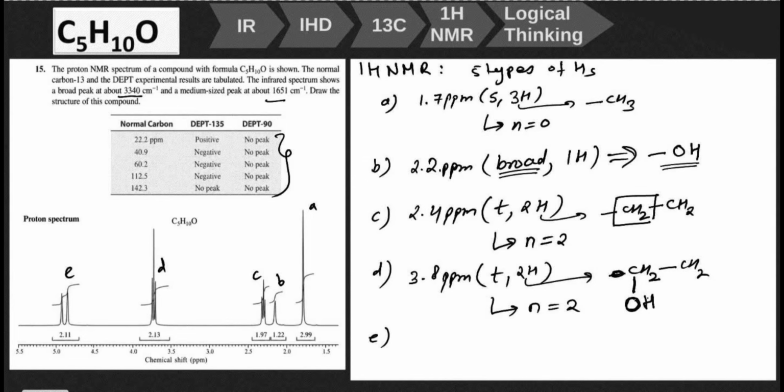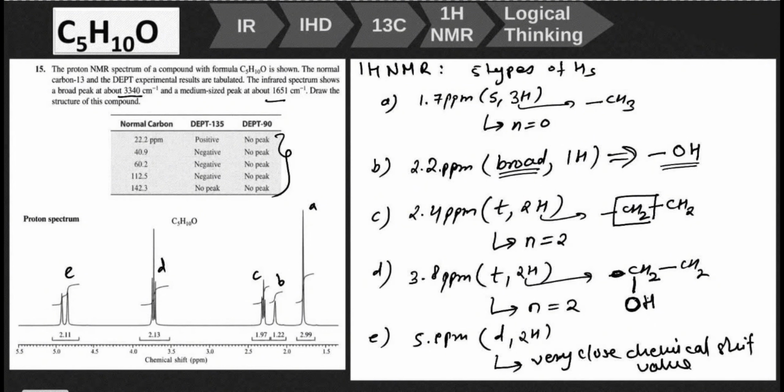And now the last signal is E, which is around 5 ppm, and this looks like a doublet integrating two hydrogens. But it could be possible that it is two different hydrogens, right, which have very close chemical shift values. So right now we cannot say whether it is actually a doublet or two different hydrogens. Okay, so we have the following information.